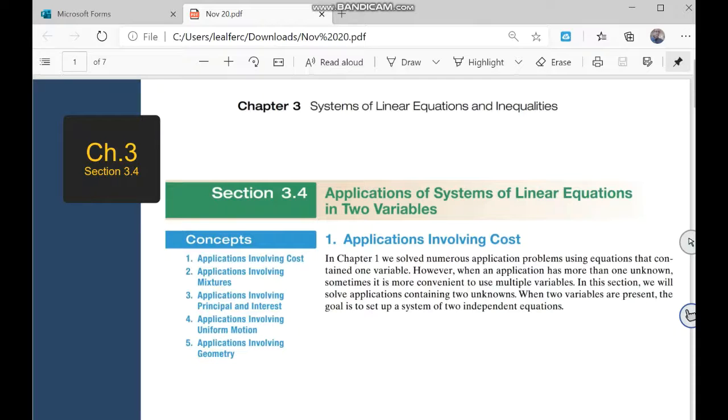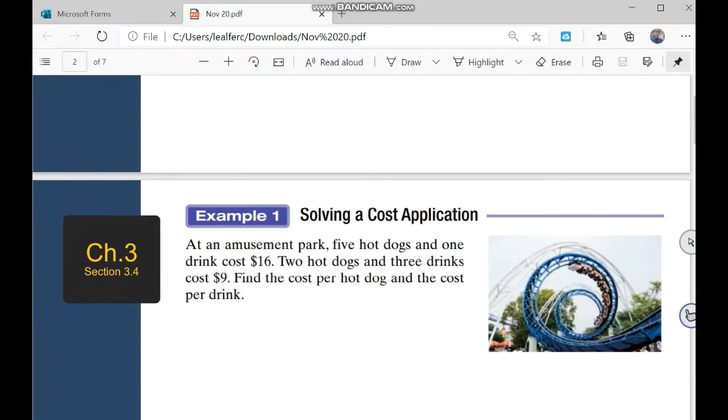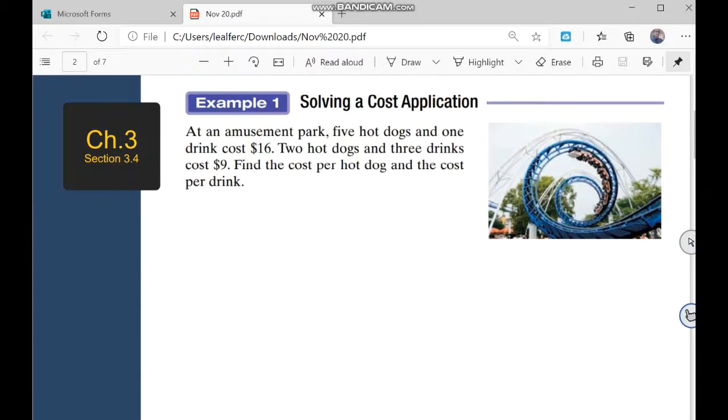The first example, and I think this one is a little bit silly, is a cost application. You're going to find several of these in your tests. You're going to work a lot of this kind of application using the substitution method to solve systems of linear equations. But I say silly because this is not a real situation, right? You're never going to go to an amusement park and read this.